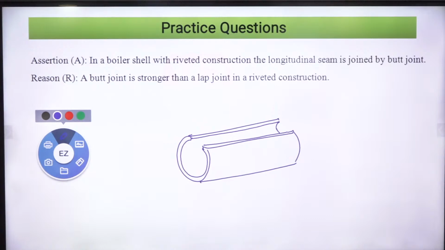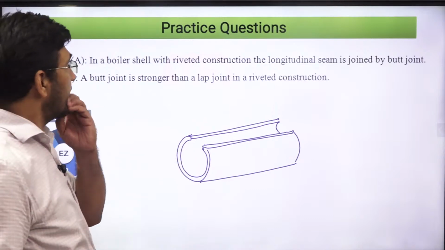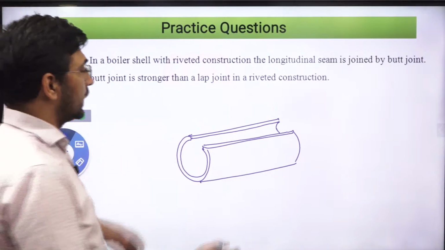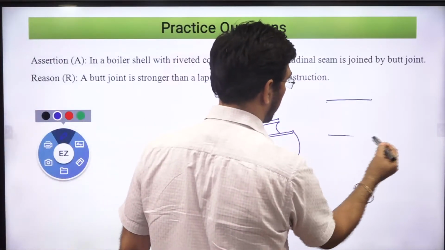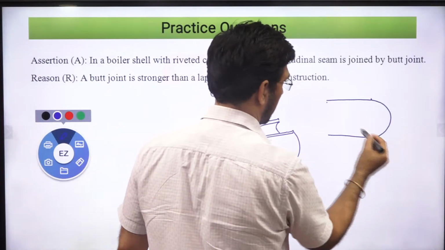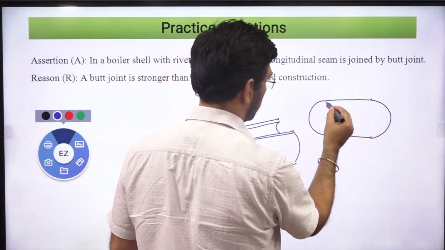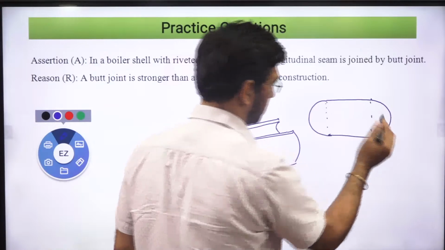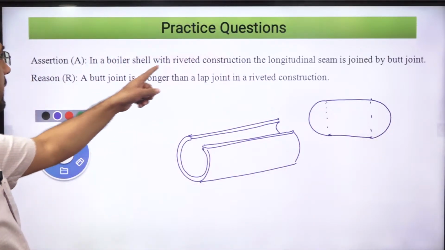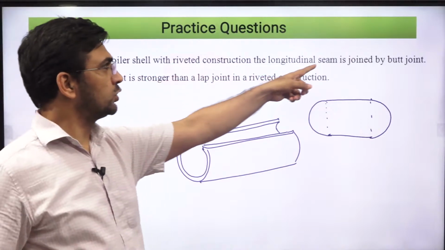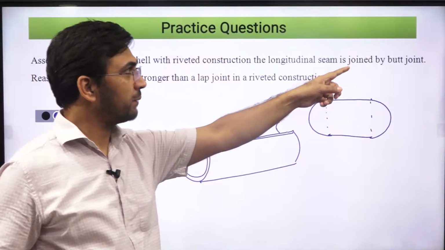In a boiler shell, right? Let's say a boiler, you have this cylindrical vessel ऐसे है, और एंड में जो है हमने क्या किया होता है, हेमिस्फेरिकल एंड्स कर दिए होते हैं, राइट? These are the hemispherical ends. This is the boiler shell, right? So in a boiler shell with riveted construction, the longitudinal seam is joined by butt joint.